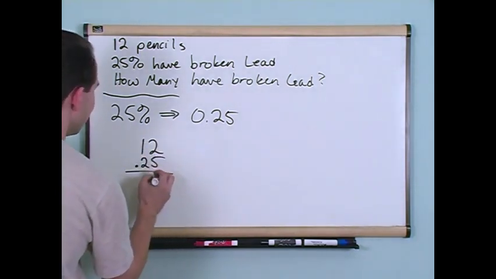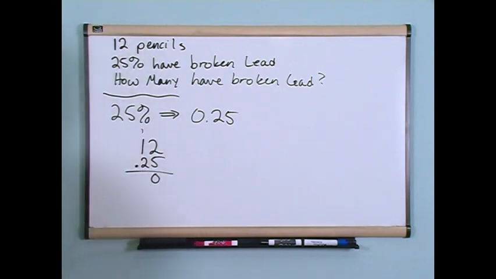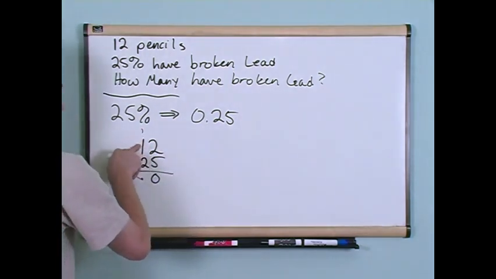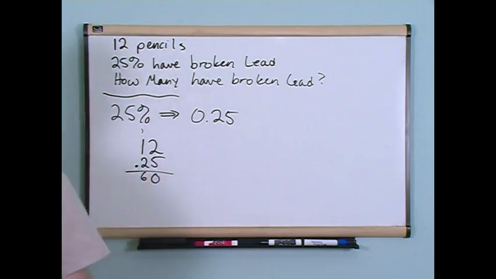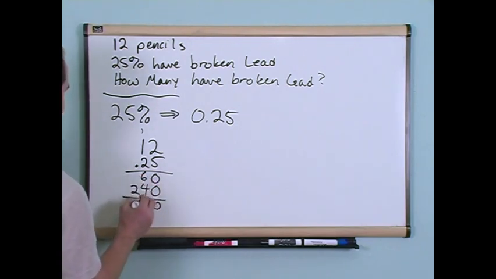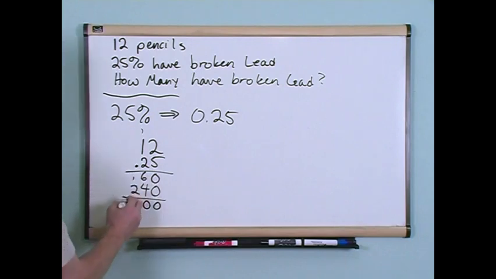2 times 5 is 10, so I put a 0, carry the 1. 5 times 1 is 5, plus 1 is 6, okay? Now we're going to move to the next digit, and because we're going to do that, we'll add a 0. 2 times 2 is 4, and 2 times 1 is 2. Okay? So now we add these up. 0 plus 0 is 0. 6 plus 4 is 10, carry the 1. And 2 plus 1 is 3.